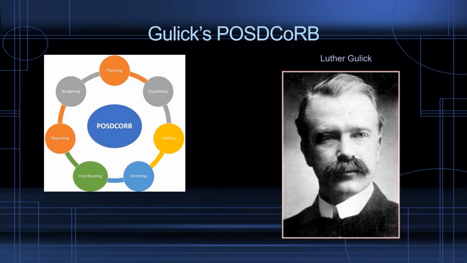Now, Gulick's POSDCORB, which stands for a couple of things. P is planning, the outline of things that need to be done. O is for organization, establishing the formal structure of authority. S is for staffing, training the staff and maintaining favorable conditions of work. D is directing, giving orders and instructions to control the subordinates. C is coordinating, the duty of interrelating the various parts of the work. R is reporting, informing the authority what is going on. And B is budgeting, a form of fiscal planning, accounting, and control.